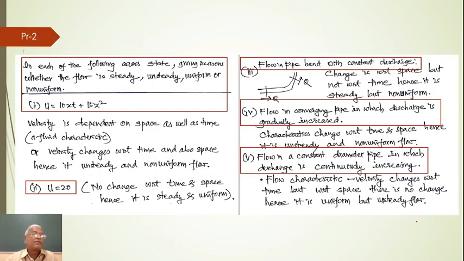This is a problem from an earlier question paper. I have solved it for you, we'll see here how it will be. The boxed material is the question part. Whatever red boxes I have put, that's the question. The thing which is written outside the box is the solution, obviously. In each of the following case studies, giving reasons, you have to classify whether the flow is steady, unsteady, uniform or non-uniform. So the first one is u equal to 10xt plus 15x squared.